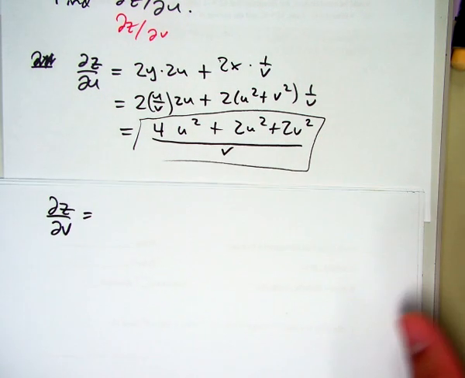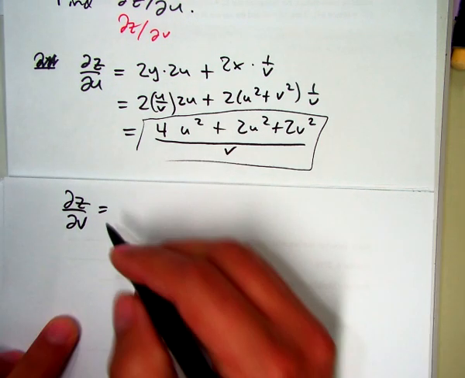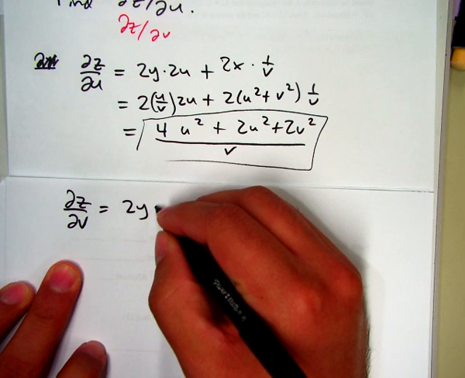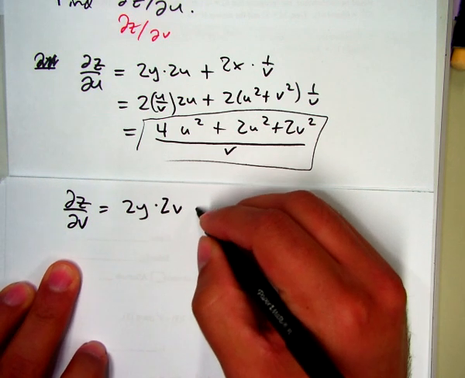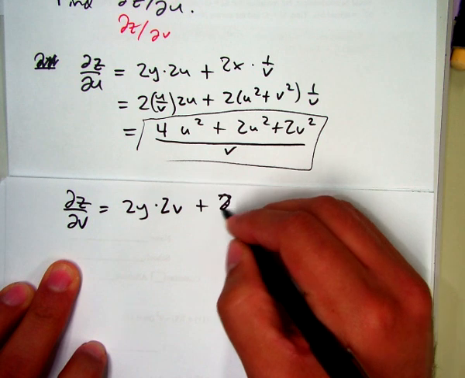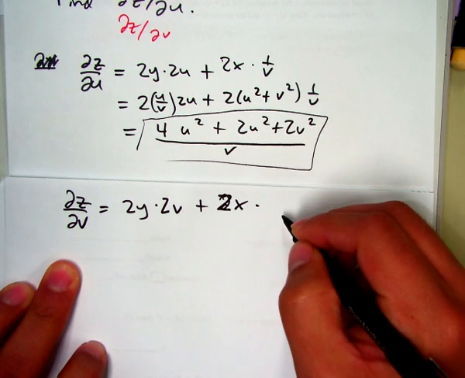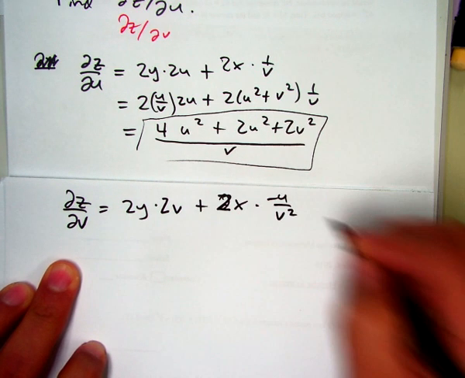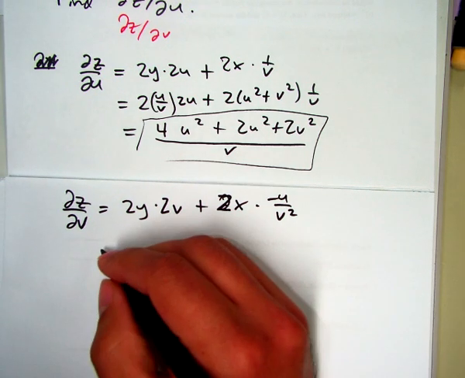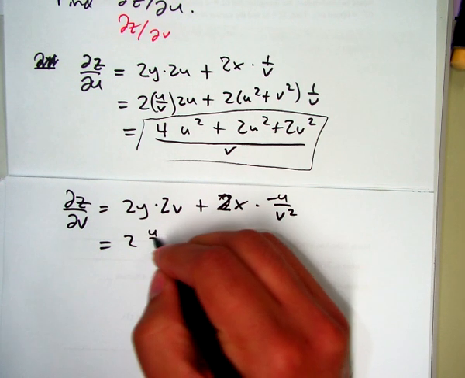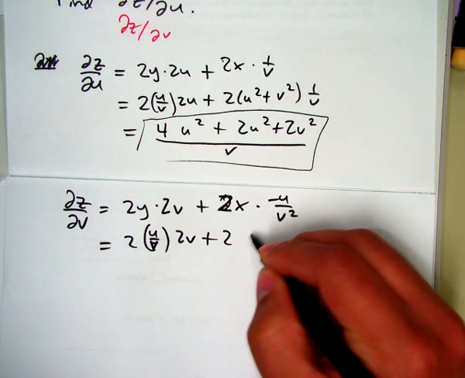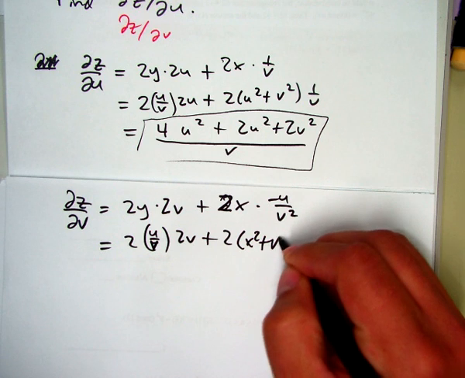Okay. Partial z, partial v. It's partial z, partial x. So that's 2y again. And now this is times 2v plus 2x. And then minus u over v squared. When you do partial y, partial v, replace y with u over v, x with u squared plus v squared.